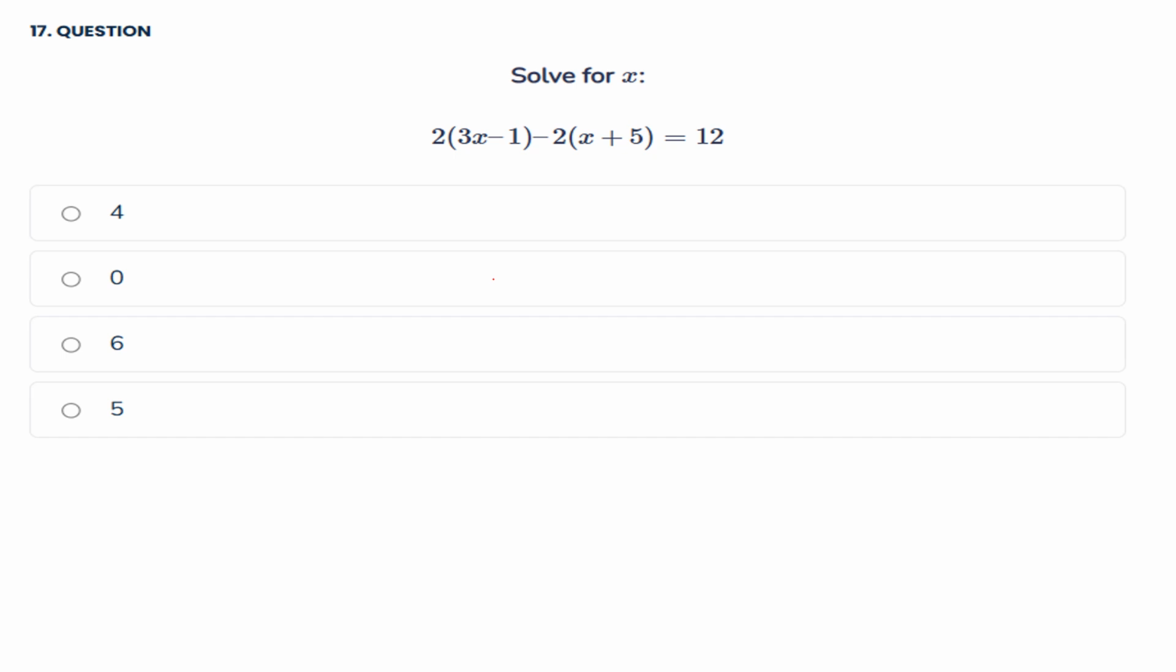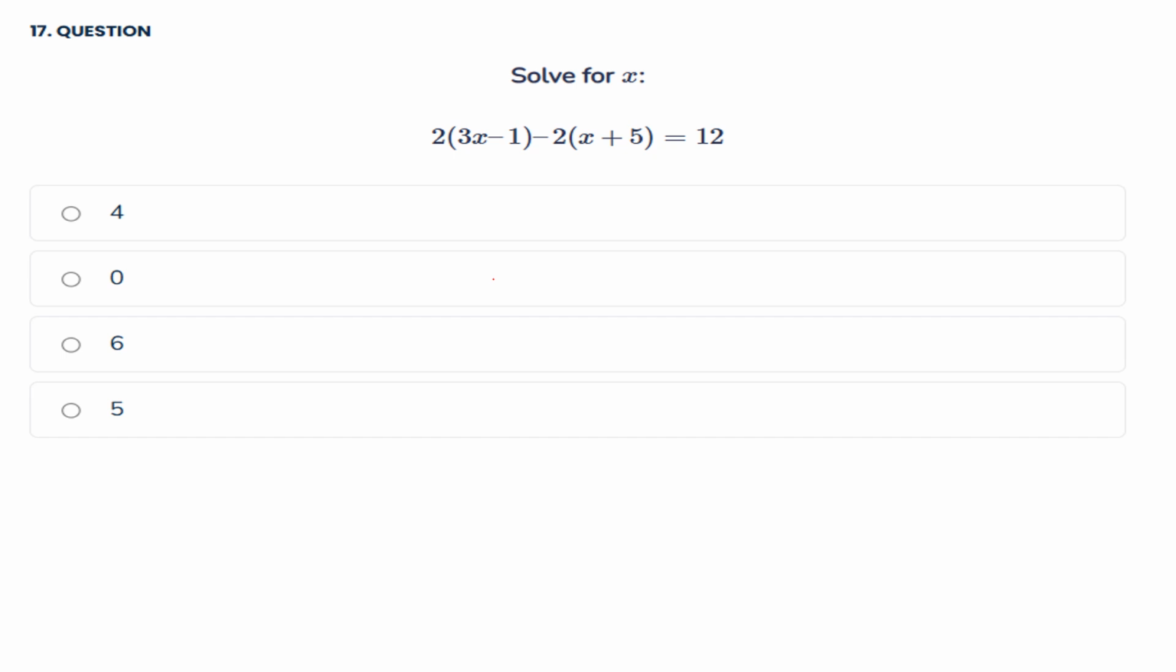In this question, we are asked to solve for x. When you're asked to solve for x or any variable, you want to remember that you first have to get x on the side by itself, or whatever the variable is, on the side by itself. In this problem, we have 2(3x - 1) - 2(x + 5) = 12. So I'm going to move from left to right, getting rid of these parentheses.